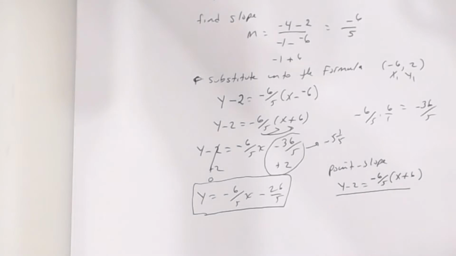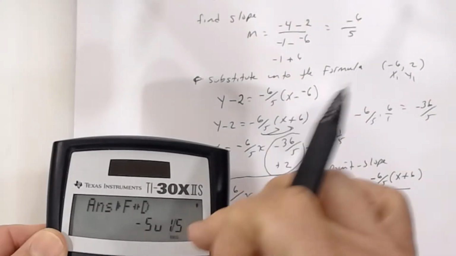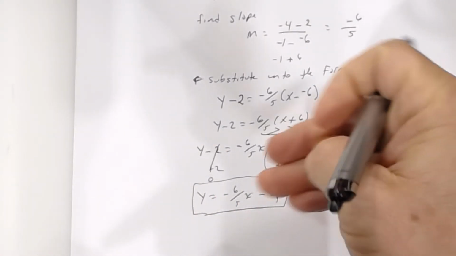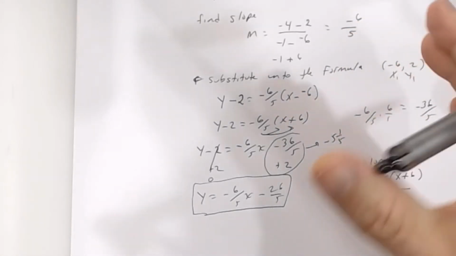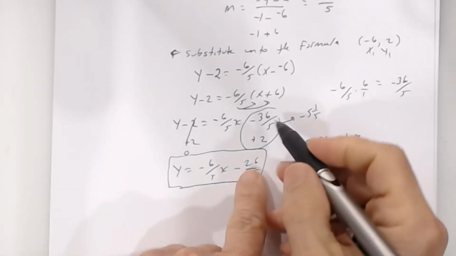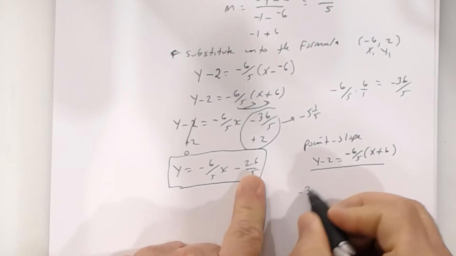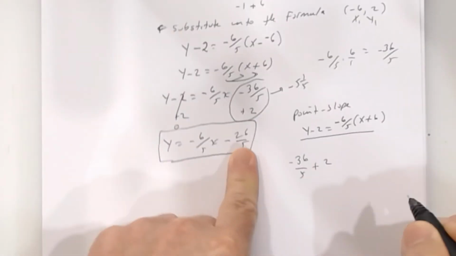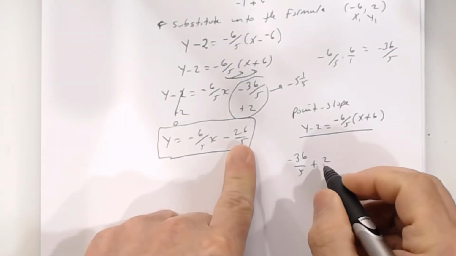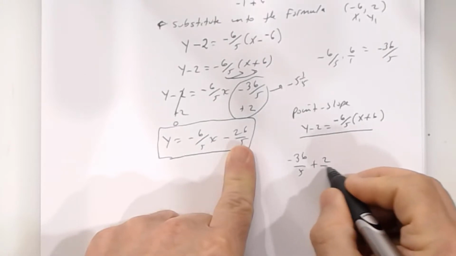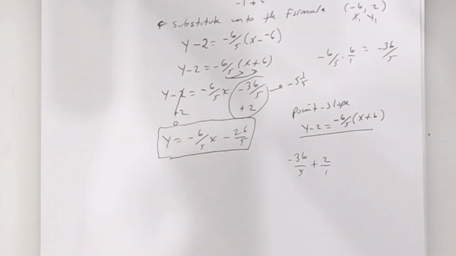All right. Know how to use your calculator. Otherwise, you're going to have to do this by hand. So here's what you would have to do by hand. Let me show you. I'm trying to add negative 36 fifths plus 2, right? But 2 I can write as 2 divided by what? 1. So you got to find your LCD. What's the LCD of 5 and 1? 5.